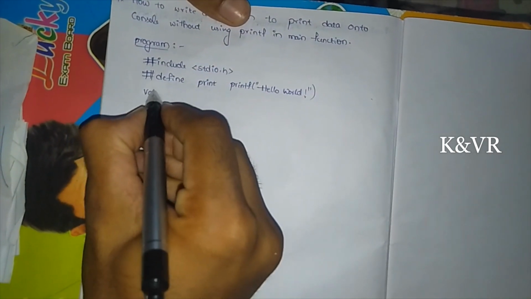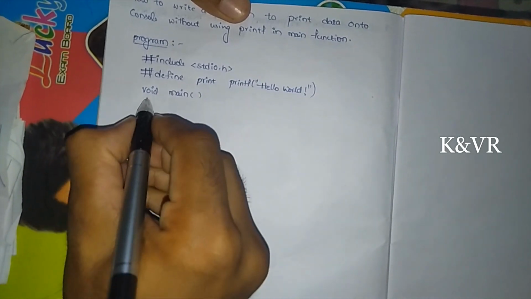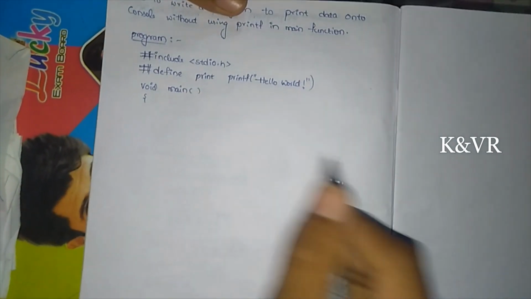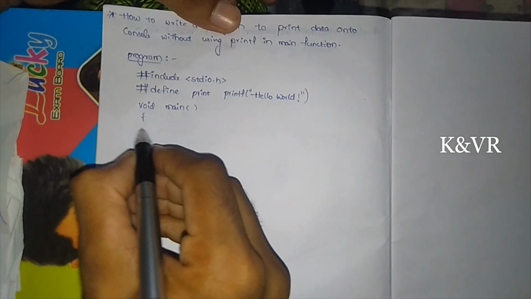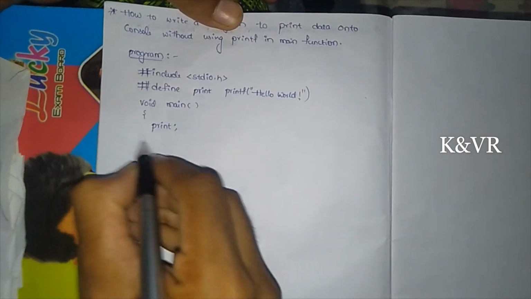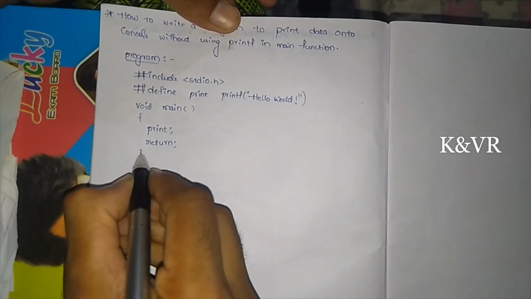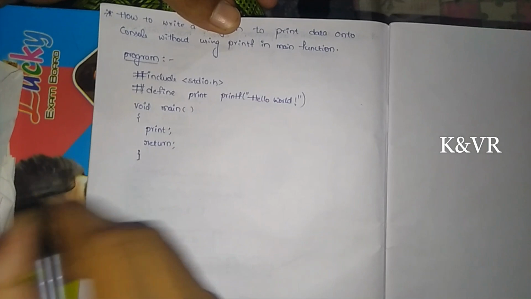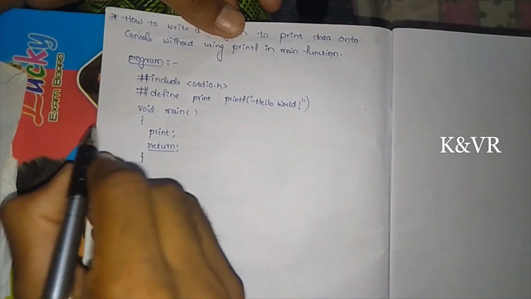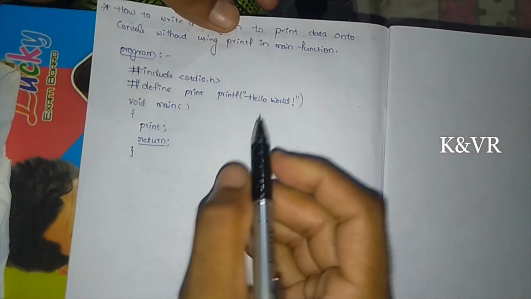Okay, now I am going to start the main function, void main, and starting the main function by opening curly braces and writing print. Return. I am closing the main function because I have terminated the main function with a return statement. Now here I will explain how this works.